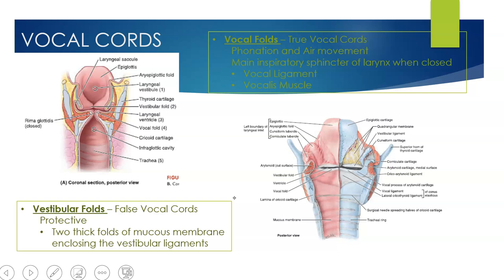Your vocal cords: there's a vestibular pair, which are your false cords seen here. They're protective in nature, and they are two thick folds of mucous membrane. They enclose the vestibular ligaments. Your true cords, which are your vocal folds, seen here, the inferior set, are responsible for phonation, air movement, and they're also a main inspiratory sphincter of the larynx when it's closed.